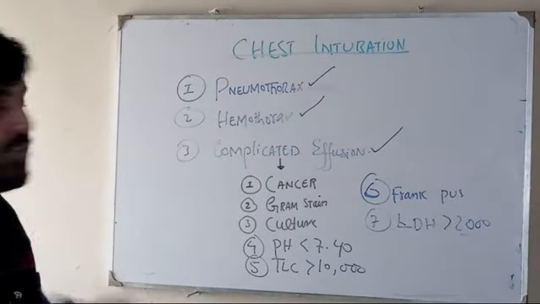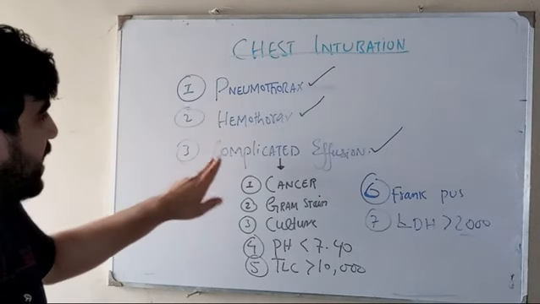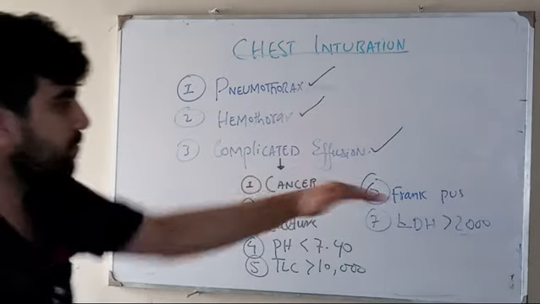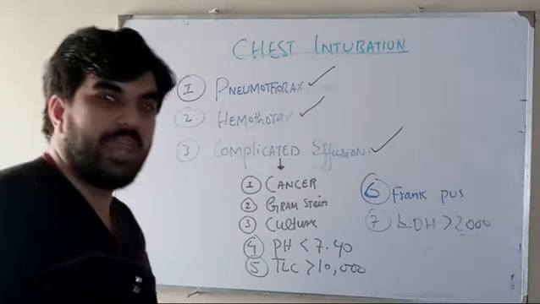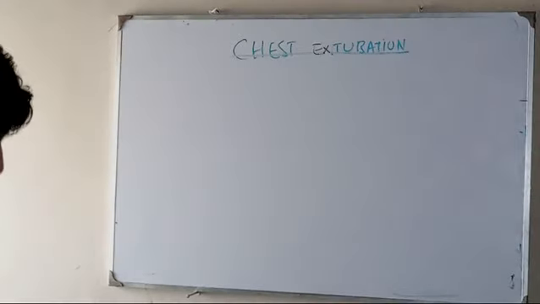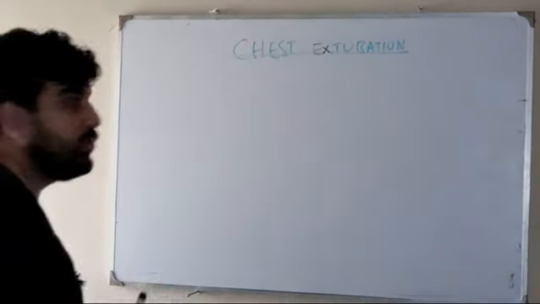Now I have summarized the causes: pneumothorax, hemothorax, and complicated effusion. By complicated effusion, I mean all of these things. So intubate the patient. Now chest extubation. When will you extubate? When will you take out the tube?